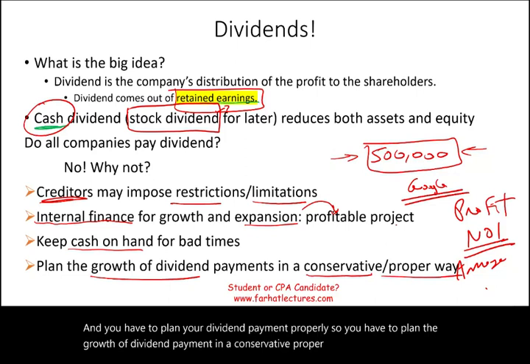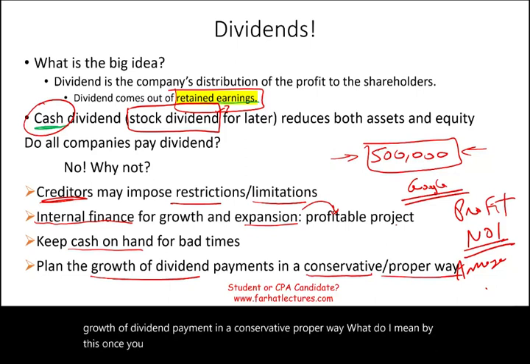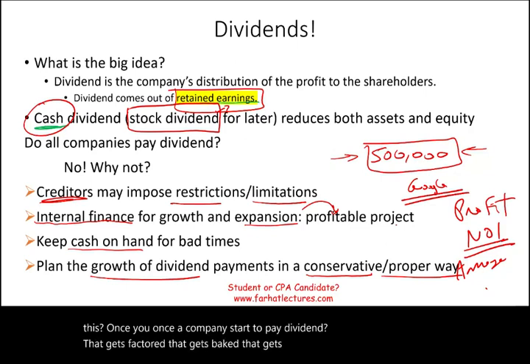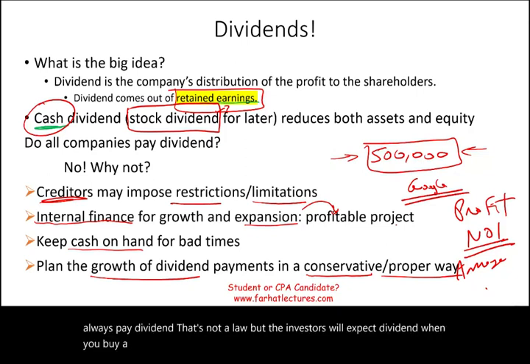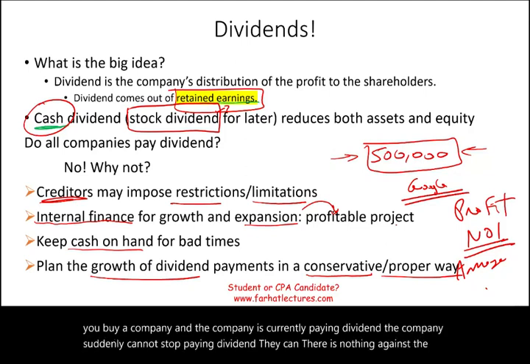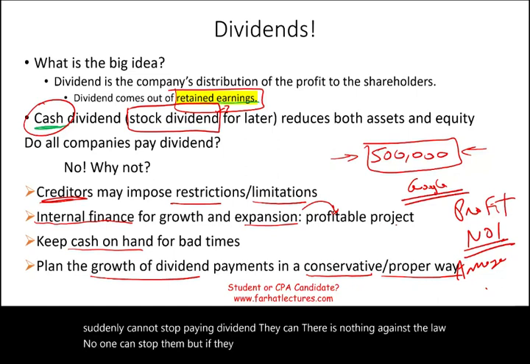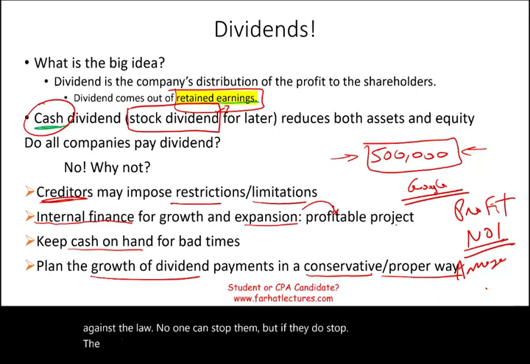What do I mean by this? Once a company starts to pay dividend, that gets factored in, that gets baked in, that gets assumed that the company will always pay dividend. It's not a law, but the investors will expect dividend. When you buy a company and the company is currently paying dividend, the company suddenly cannot stop paying dividend. They can. There's nothing against the law. No one can stop them. But if they do stop, the stock will suffer.